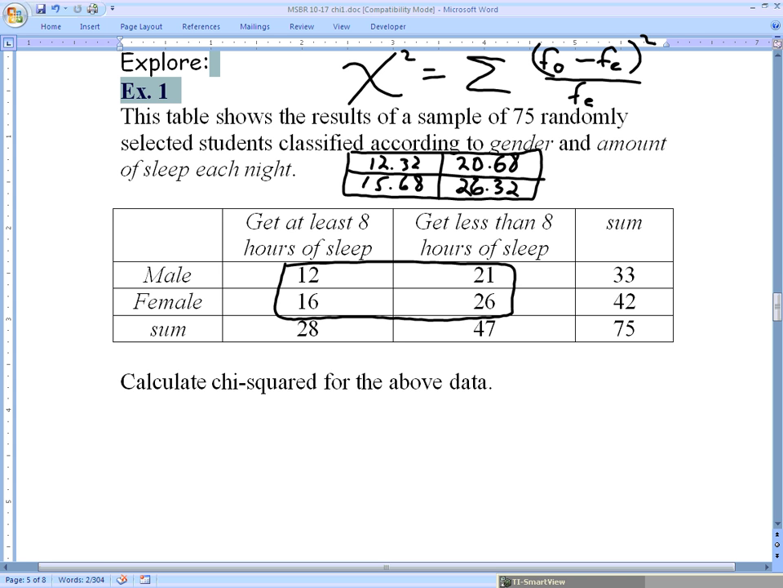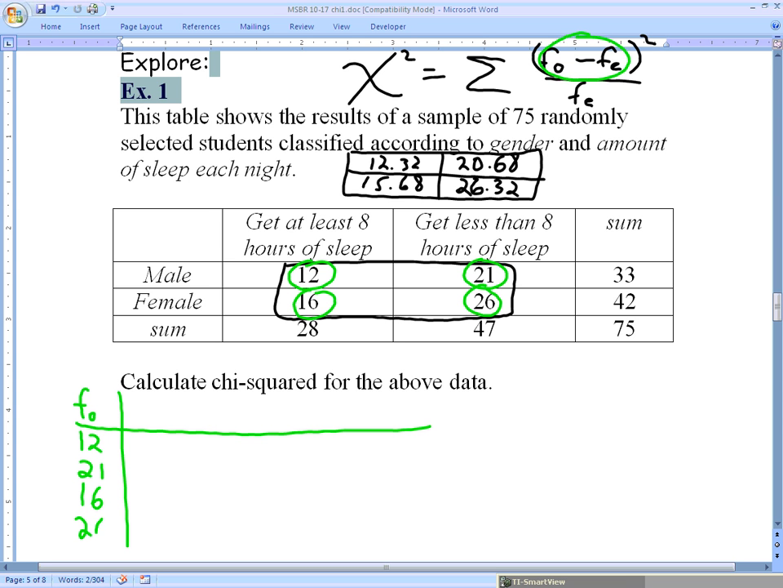Well, order of operations. What's the first thing we need to do? We need to take our observed data and subtract our expected values. We see that right up here in this parentheses group. So I'm going to make a little table here. First thing I'm going to write down is my observed data. And for that, I'm just going to read my values. I had 12, 21, 16, and 26. So I'm just going to write those down. 12, 21, 16, and 26. Just reading it from left to right, top to bottom, just like I would a book.